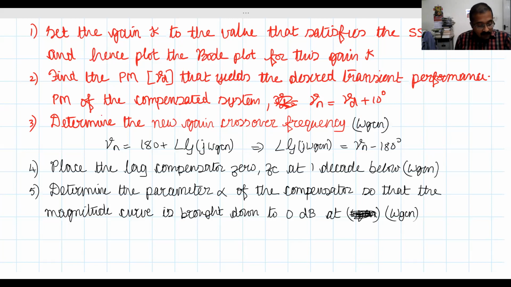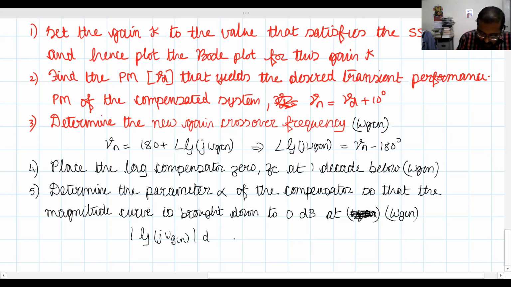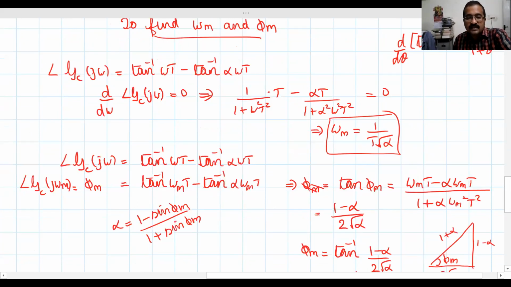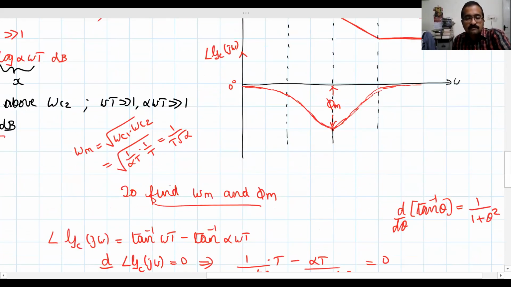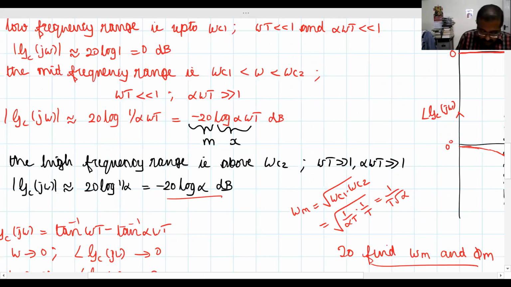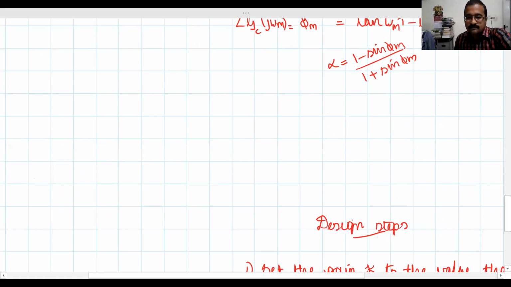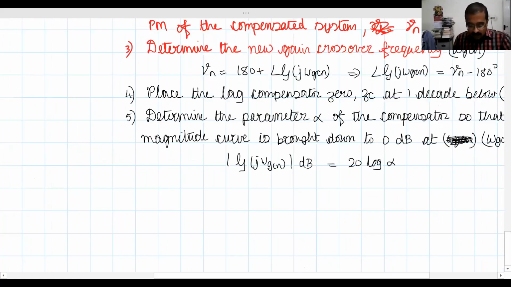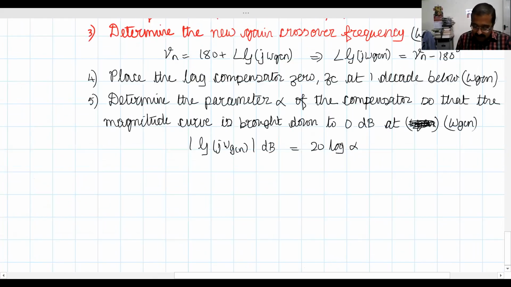That means the magnitude of G(j omega GCN) in decibels must be equal to what? 20 log alpha. How do we get this? Because at higher frequencies, the magnitude was minus 20 log alpha. That means the dB gain plot has to be pulled down by this much amount. That's the reason. So from here alpha can be determined.